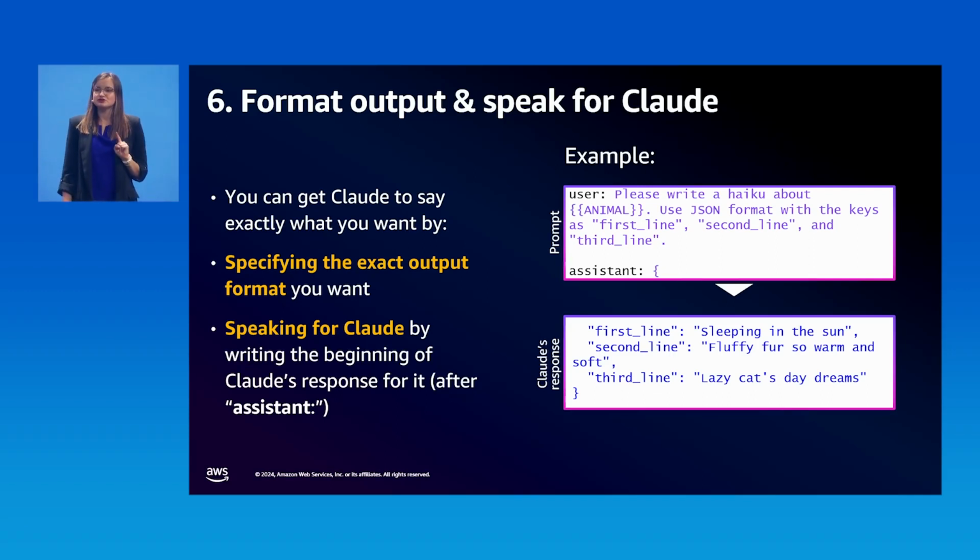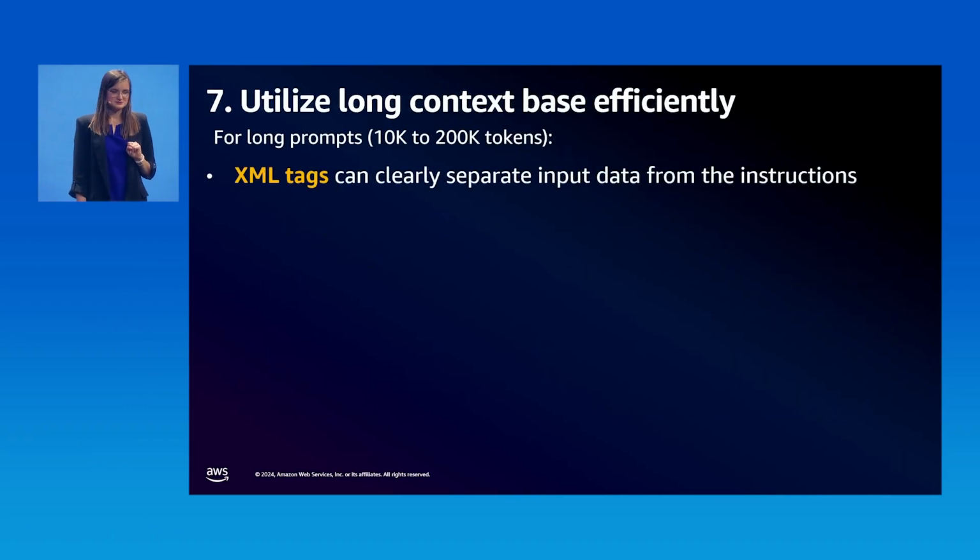Another very peculiar feature of Claude models is the big context window of 200,000 tokens. We would really encourage you to use this context window efficiently. Because, well, what is 200,000 tokens? It can be a book. It can be a book that we will just pass to the LLM directly.